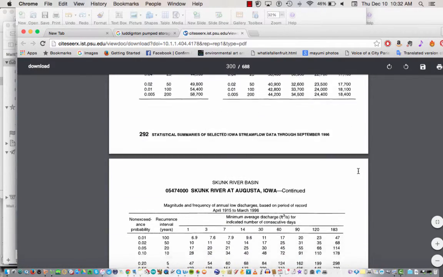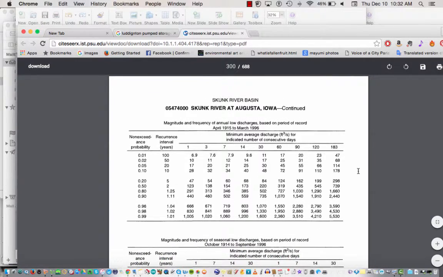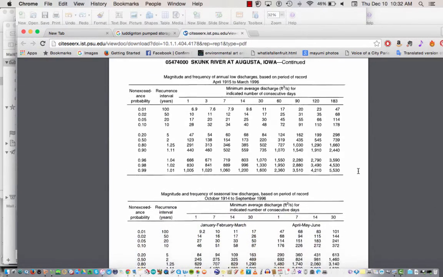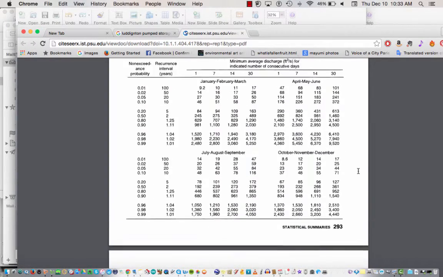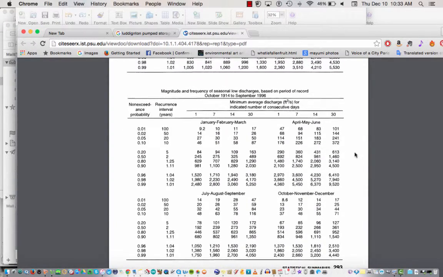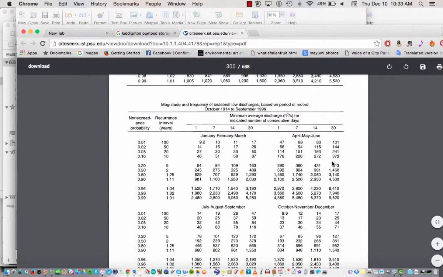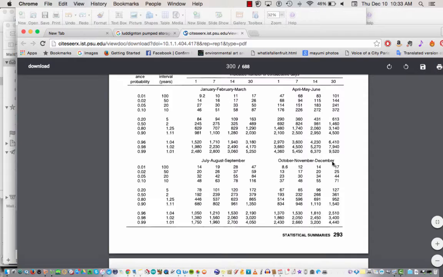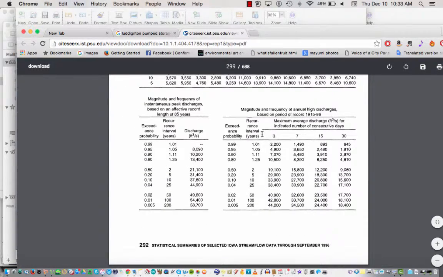And what else have we got here? This is the magnitude and frequency of low discharges. Okay, that's not too useful to us. And so that's kind of just what the raw data looks like. So let's go back to the PowerPoint.